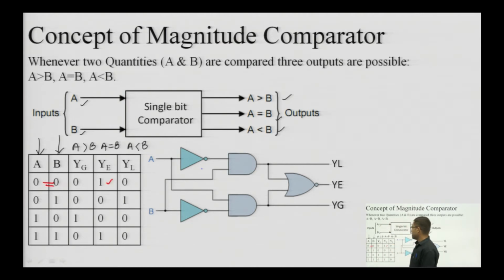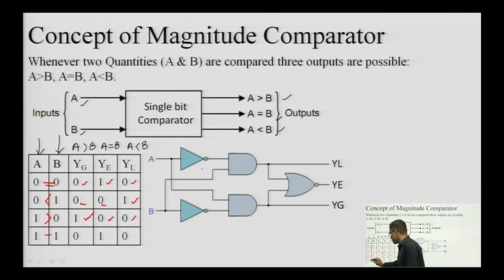So, equal is getting the high value and greater and less are having 0 values. Similarly, we can see that 0 is less than 1. So, we can check that y l is getting the high value and these are having the low values. Similarly, we can see that 1 is greater than 0. So, that is why y g is having the higher value 1 and these two are having 0 values.